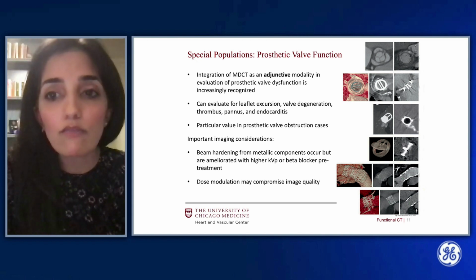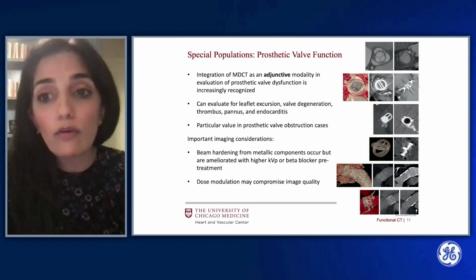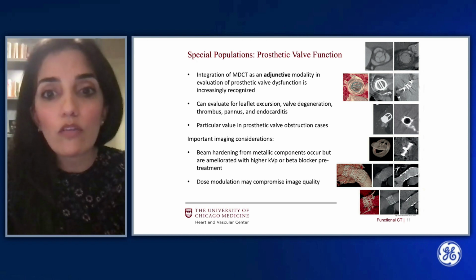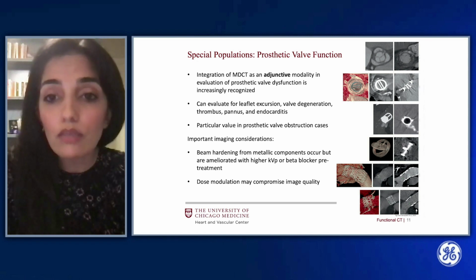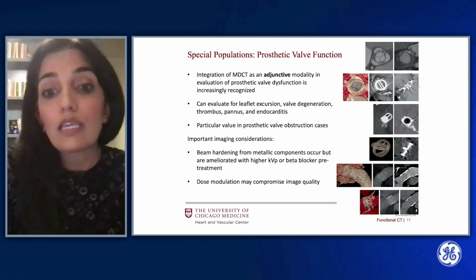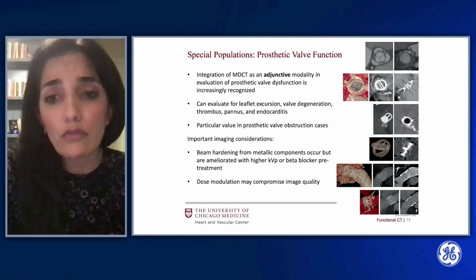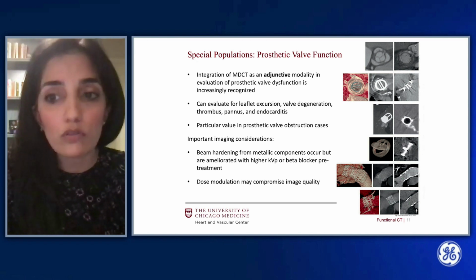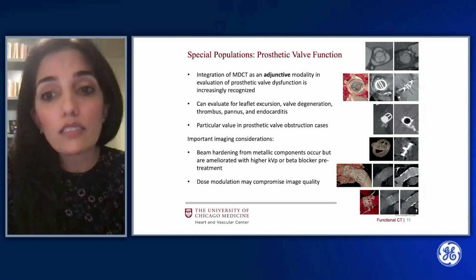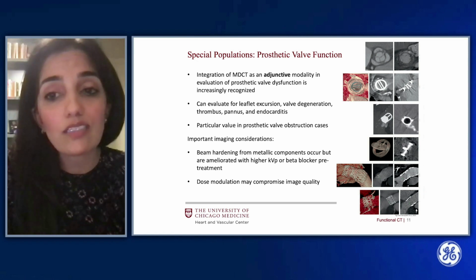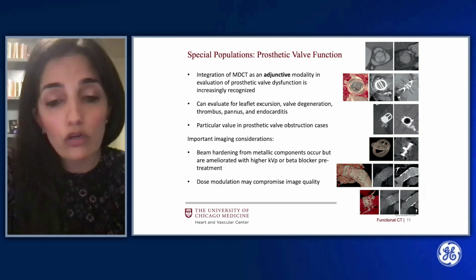However, when using CT for this clinical purpose, there are important imaging considerations to review. The primary one is that beam hardening from metallic components of the valve can occur, and while they may be ameliorated by things like higher kVp, sometimes the use of beta blocker pre-medication, something, as I've said, that is not typically critical for functional CT imaging, can help in this regard. Another consideration is that the usual strategy of dose modulation can actually compromise image quality, and so most protocols for this purpose will come with an attendant increase in radiation dose to the patient, which should always be weighed in individual cases.